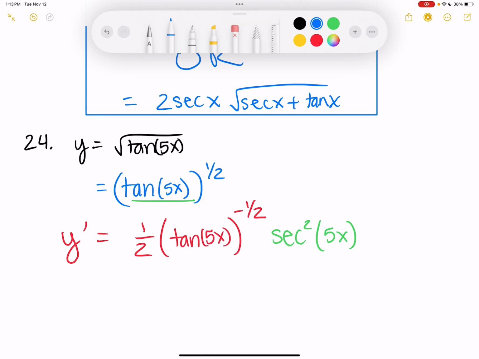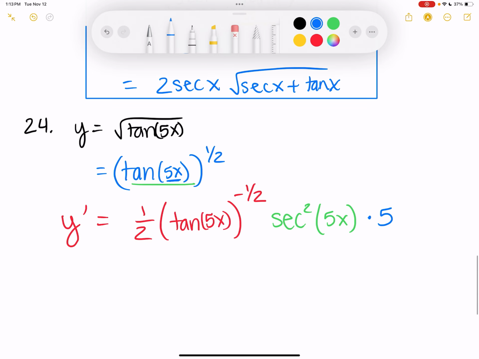Then lastly, I need the derivative of the very inside because the derivative of tangent still has something else inside I need to take the derivative of. So what is the derivative of 5x? 5. So we're just multiplying everything there. Yes. Cool.